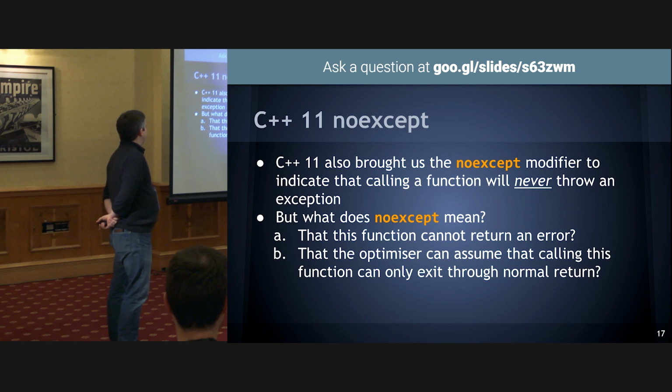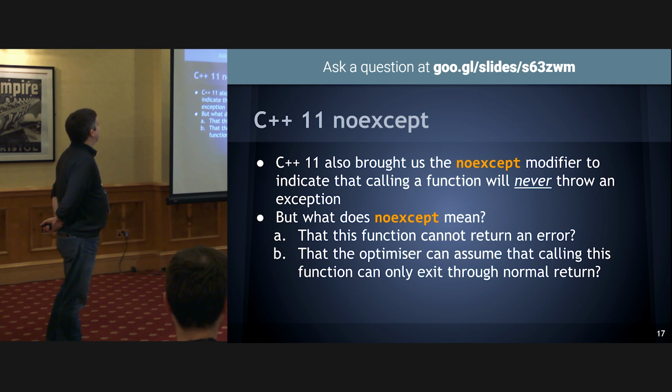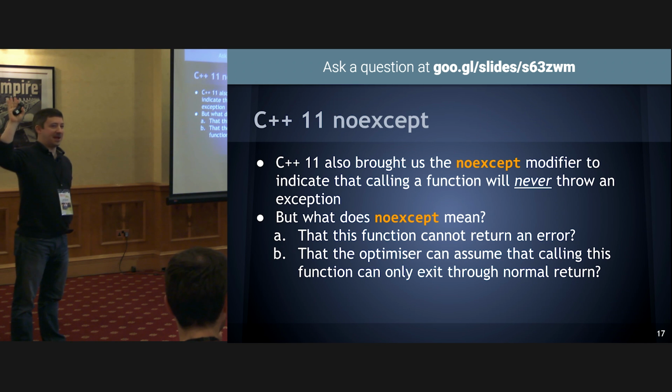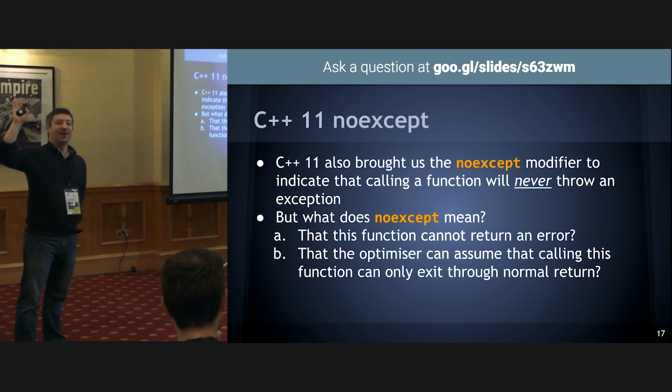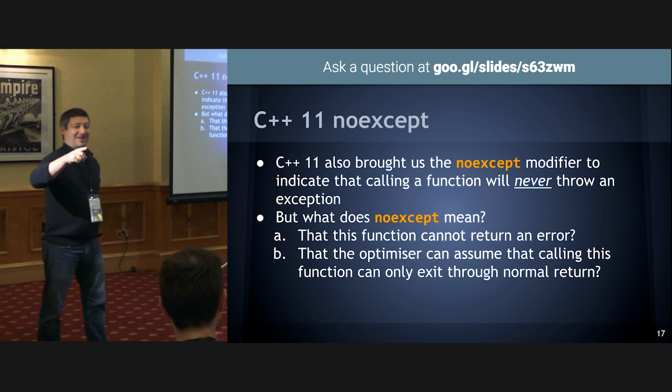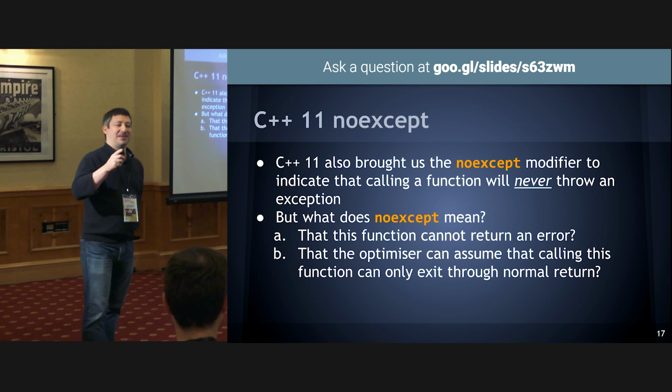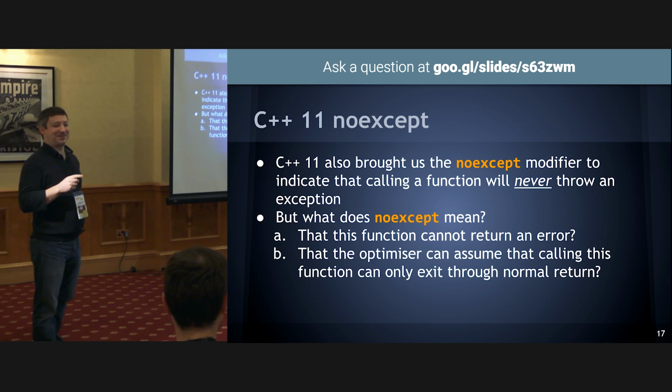So, do you think that it means that the optimizer can assume that calling this function can only exit through normal return? Who thinks that? Oh, I'd say about half the room. Should mean that. You're saying it should mean that? Yes, the question is whether it does mean it or should mean it. That is a very interesting compiler vendor specific question.